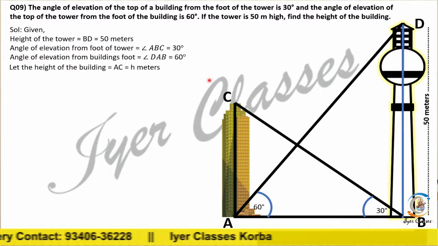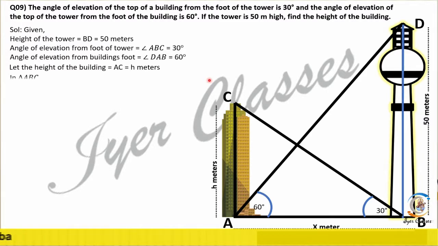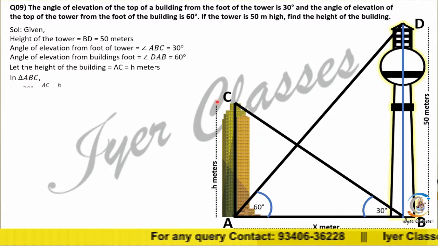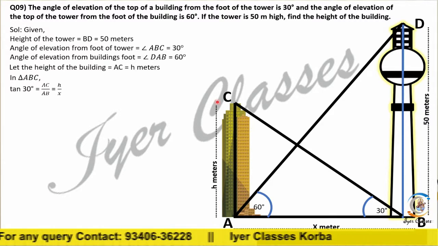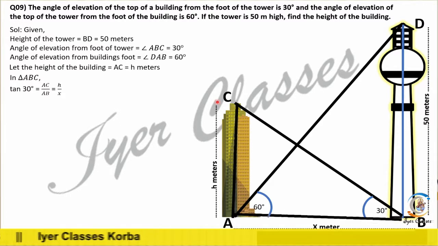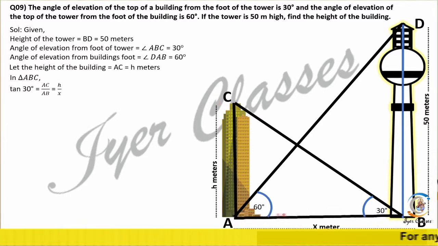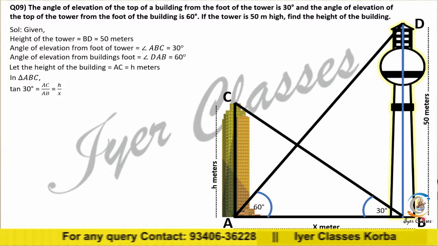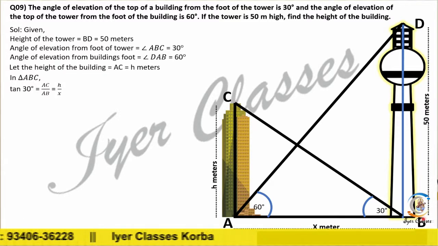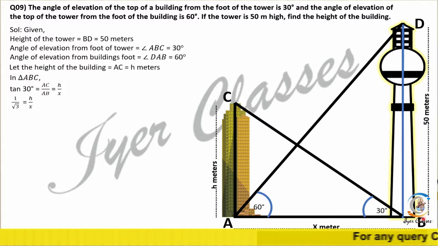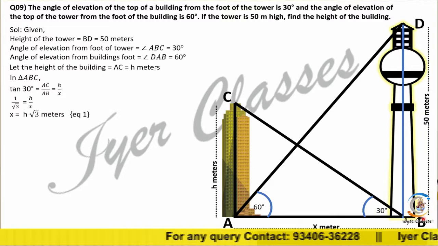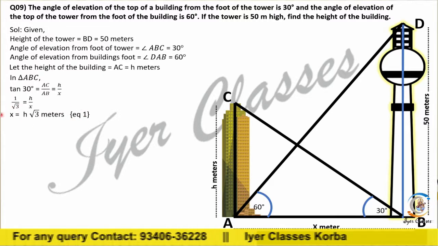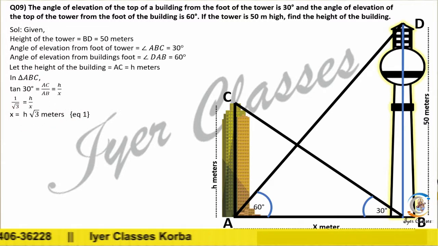So let us consider the triangle ABC, that is this triangle. In this we have tan 30 is equal to AC divided by AB. So this is the perpendicular and AB is the base, and AC is equal to H, and the distance between the building and the tower is equal to X. Now we know the value of tan 30 is equal to 1 upon root 3, and that is equal to H upon X. Cross multiply and get the value of X as H root 3. Mark this as equation number 1.